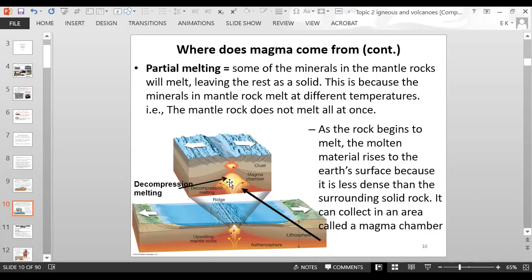And then what happens is the melted rock material will start to rise up. And it rises because it's less dense than the surrounding solid rock. So it starts to rise up and separate from the area that it was initially. It rises up and forms what we call a magma chamber. So then you have this blob of molten magma that's just beneath the Earth's surface.